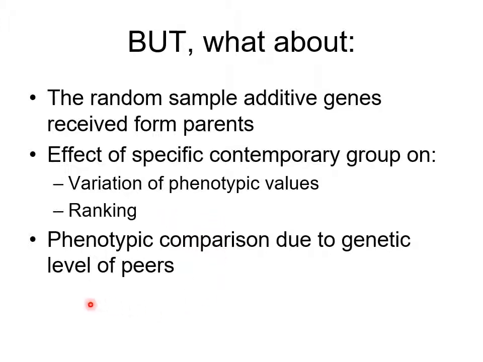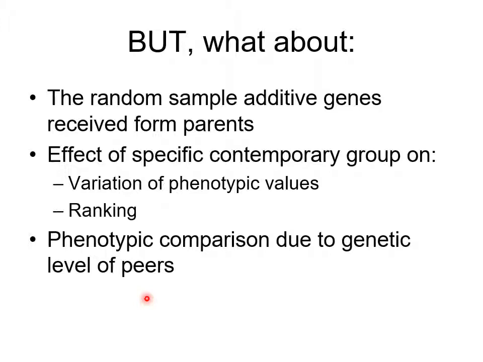And then also, what about phenotypic comparison due to genetic level of peers? Here one can use the example where you have an animal better than its peers, its contemporaries, but it's simply not because it's good, it's because of its contemporaries not being that good. So basically he's the best animal in the group and therefore he gets the best breeding value, but the average of the group is so low because of low genetic merit of his contemporaries that he has to compete against.